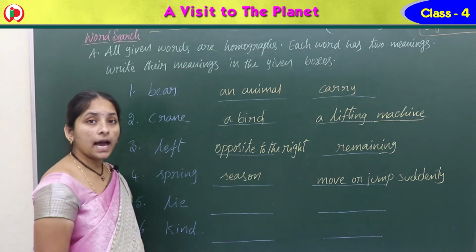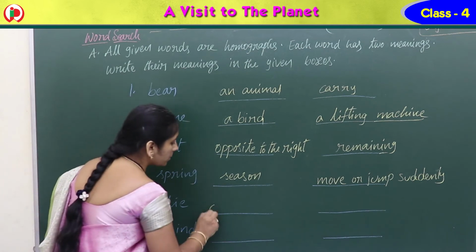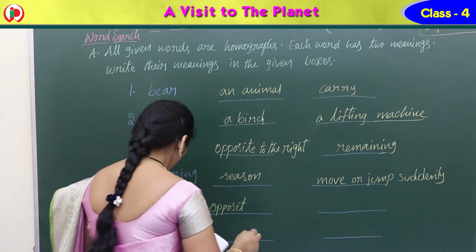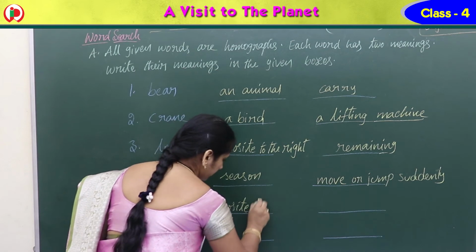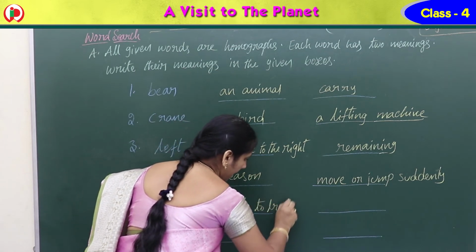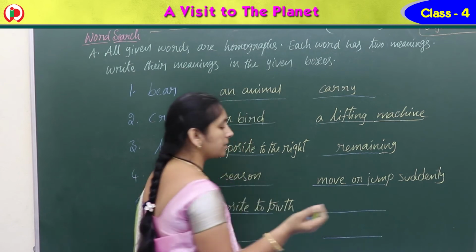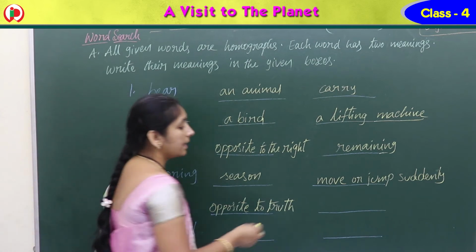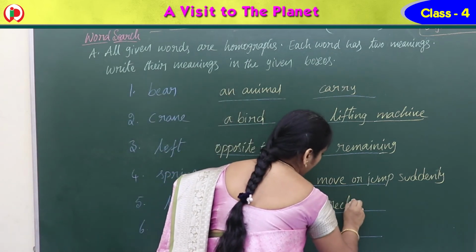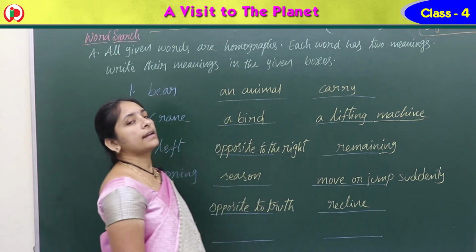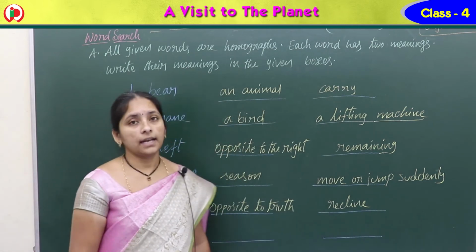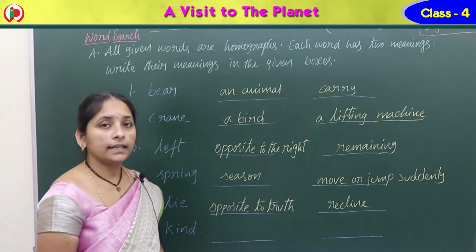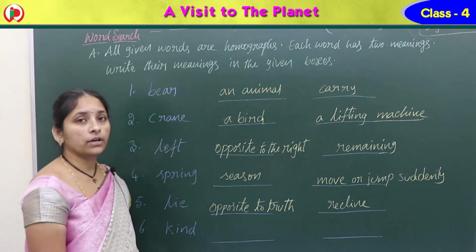And next one, lie. That is opposite to truth. So you are telling lies, which we say na? So that is you are not telling truth. So opposite to truth. And one more is recline. Recline we call it. R-E-C-L-I-N-E. Recline means take rest. Lie on the bed. Lie on the bed means to take rest or move back and take rest. So that we call it recline.